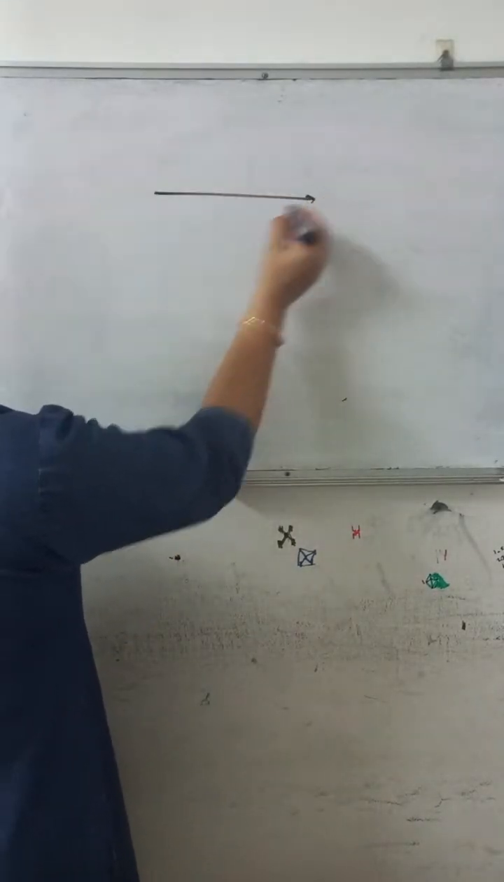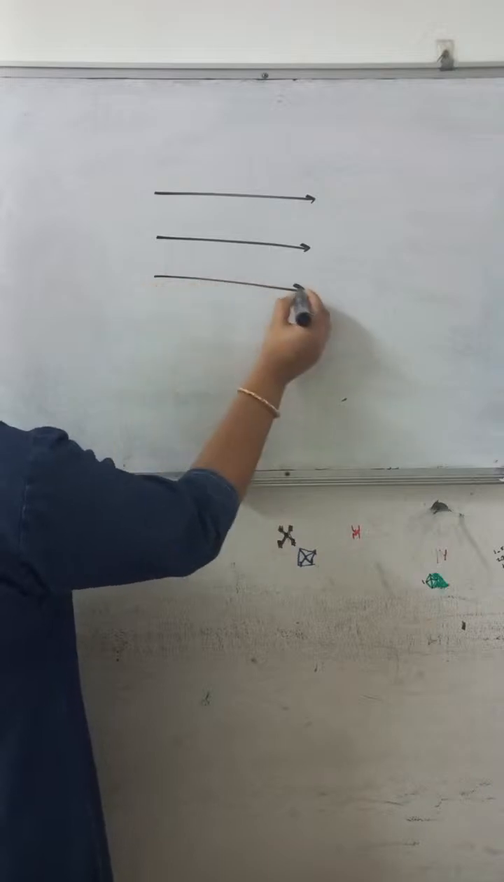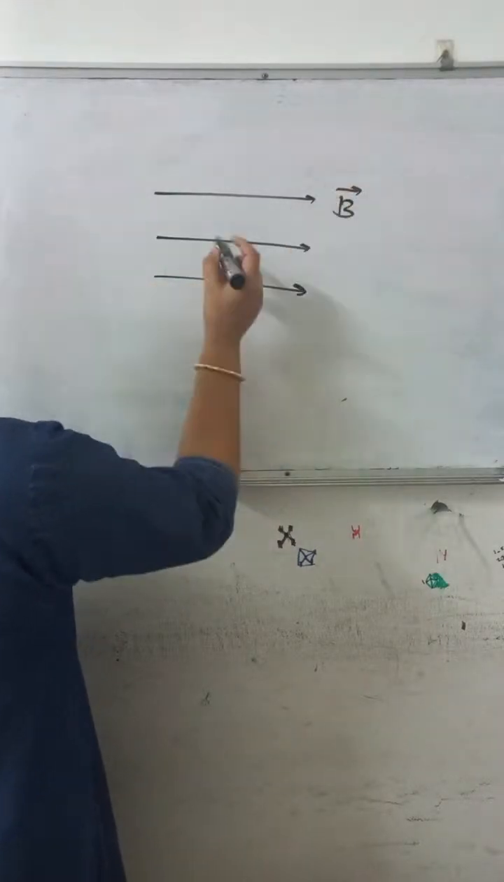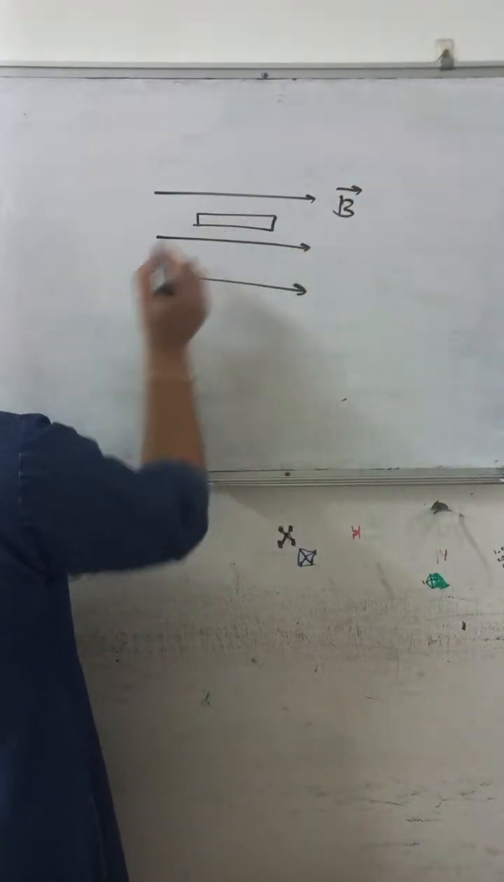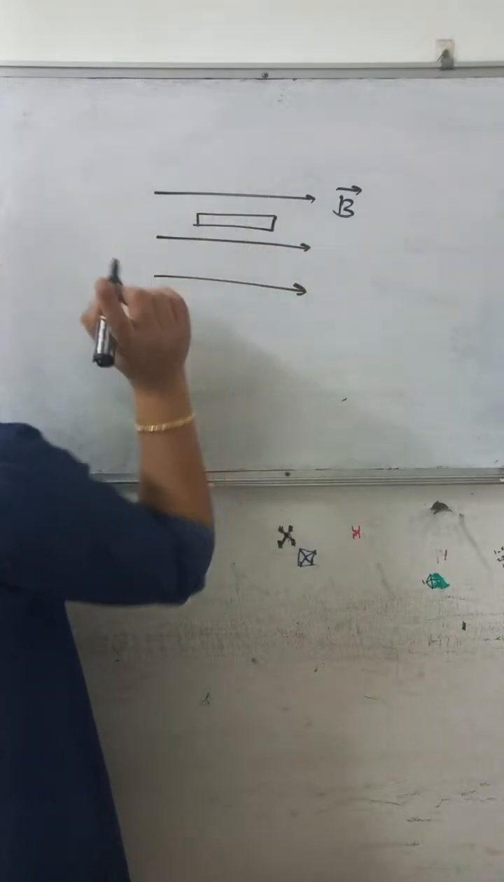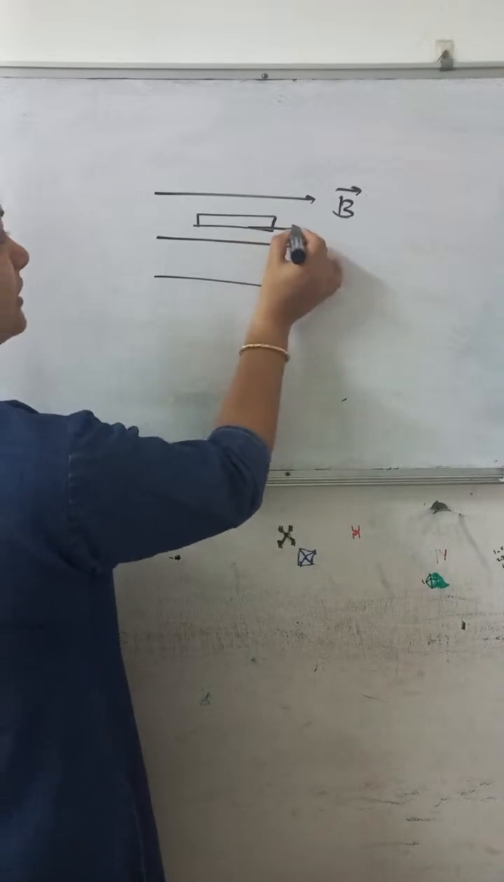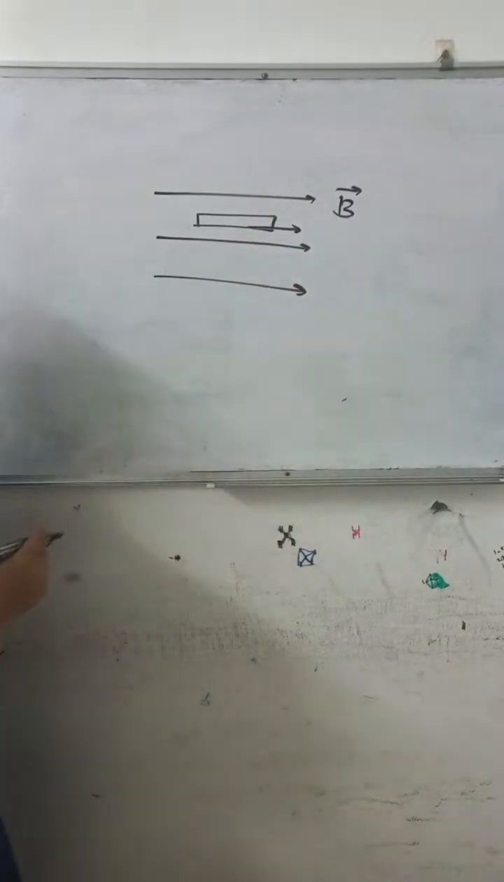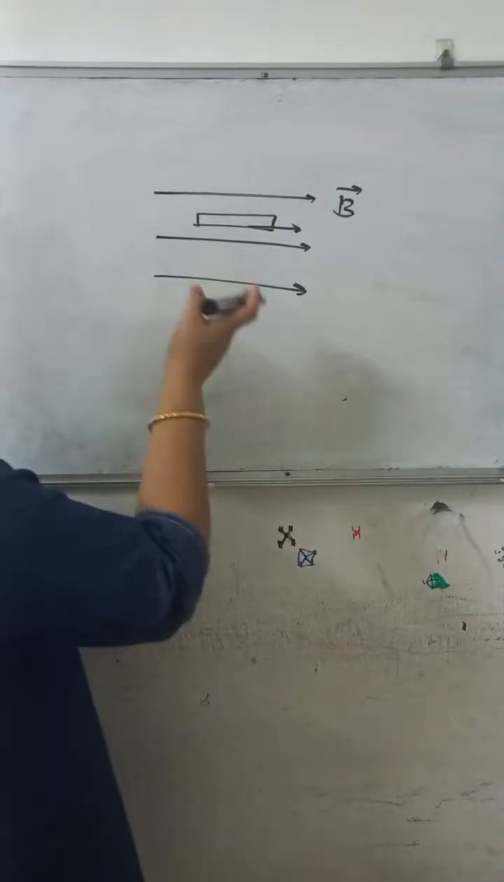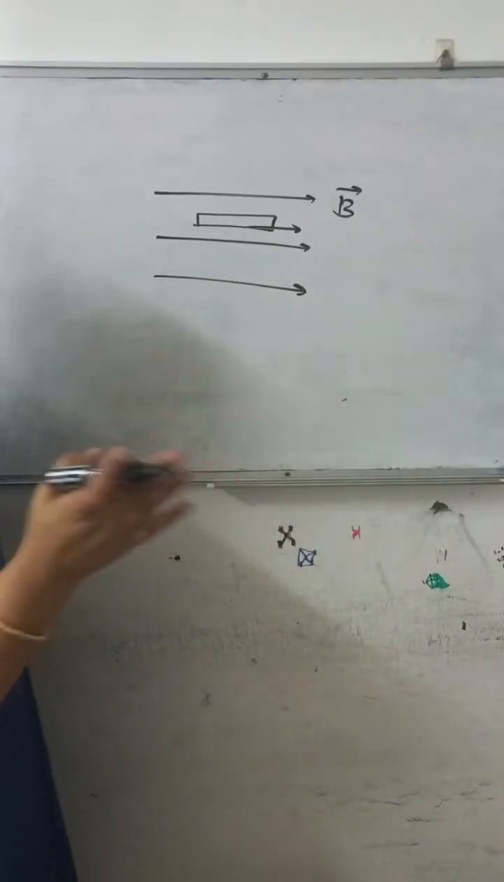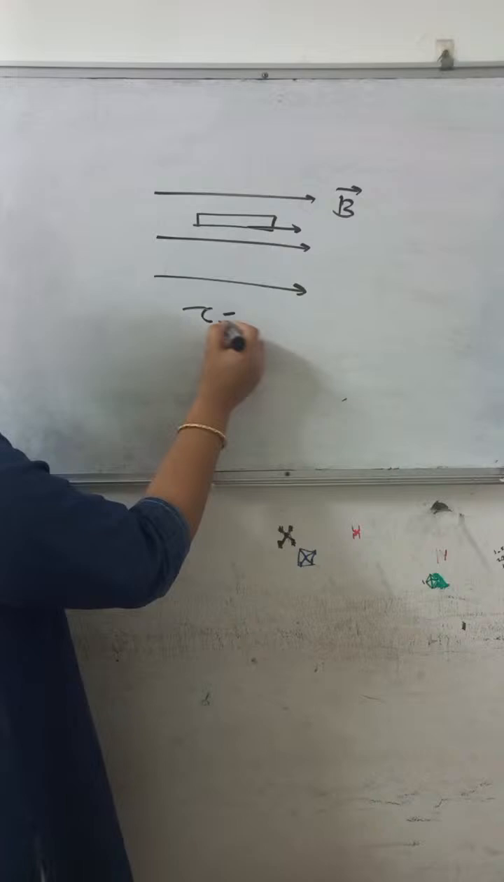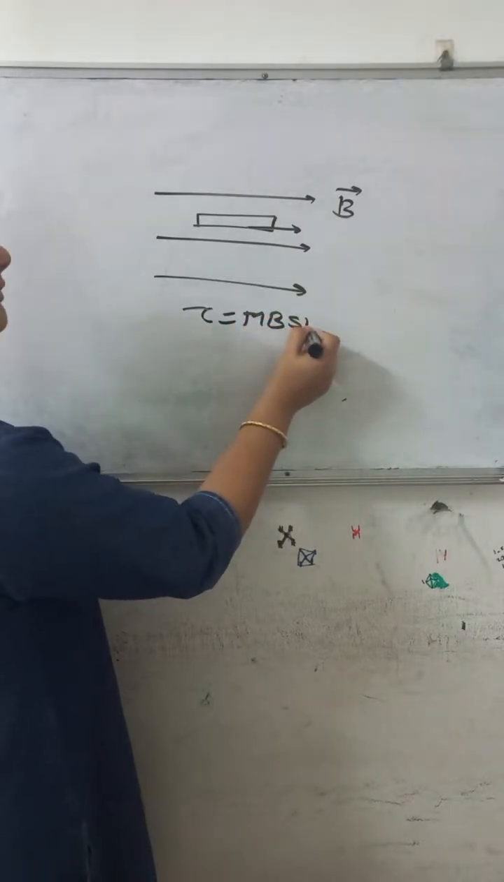Suppose this is the magnetic field B bar, and suppose I keep a bar magnet over here. They are saying it is parallel to the magnetic field line, so this direction is also parallel to B bar. If that is parallel to B bar, then for the relation of torque, tau is equal to MB sine theta, no?